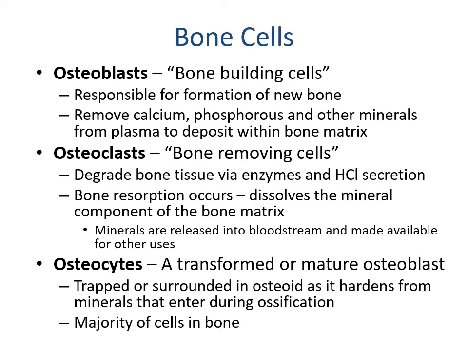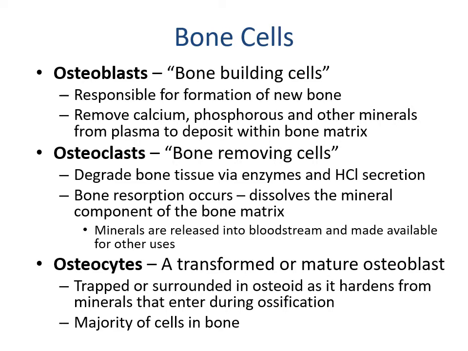So looking at our different types of bone cells, we have osteoblasts, which are building cells. Blasts are bone building cells. These are responsible for the formation of new bone. And so they remove calcium, phosphorus, and other minerals from plasma to deposit within the bone matrix.